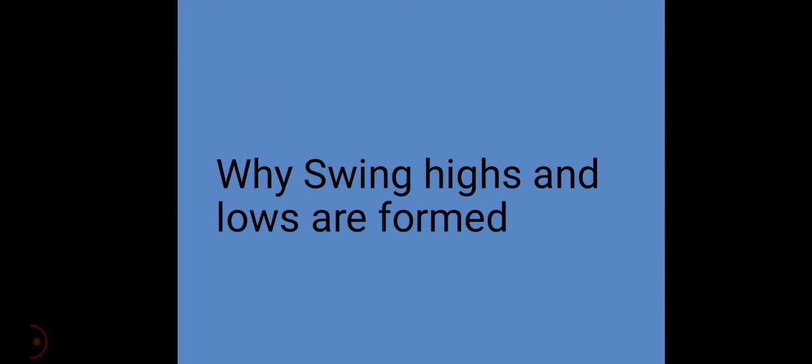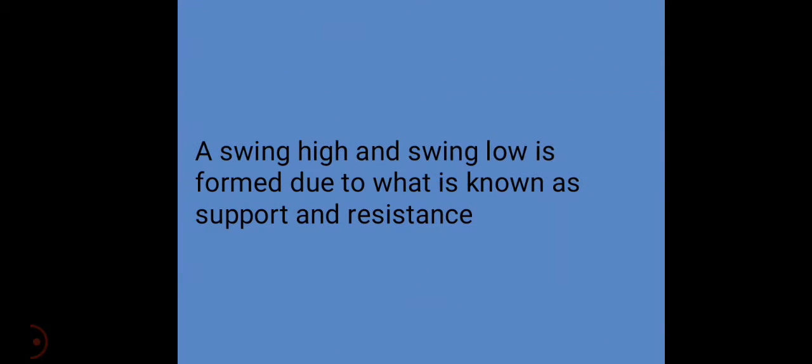So why are swing highs and swing lows formed? I said a swing high and swing low is formed due to what is known as support and resistance, and I gave a definition for support and resistance. I said a support is a part on the chart where it shows the tendency or the struggle to stop falling, and resistance is a part of the chart where it shows the tendency to stop rising.